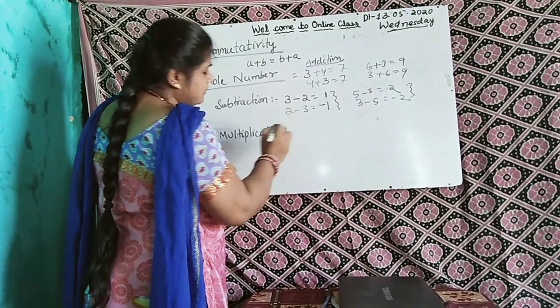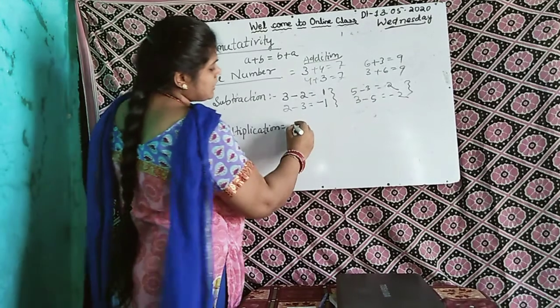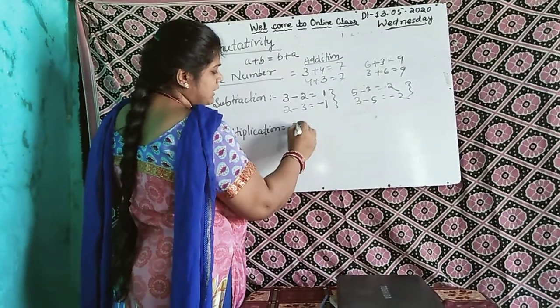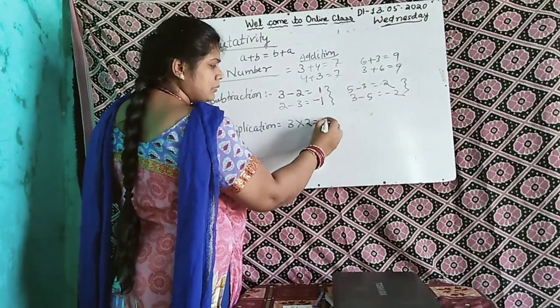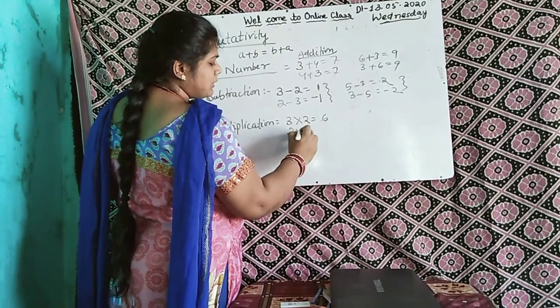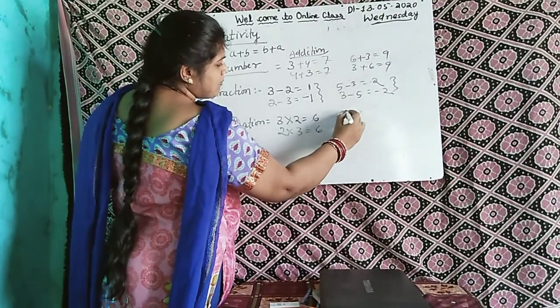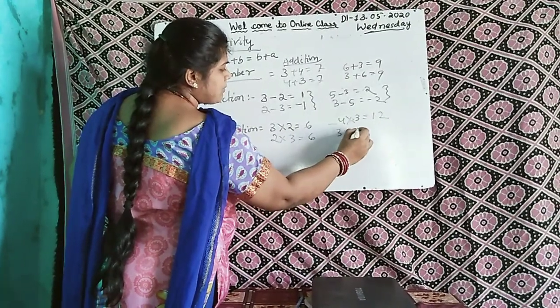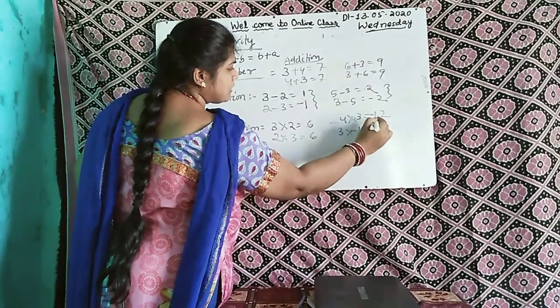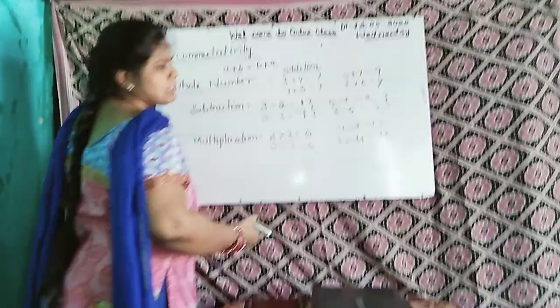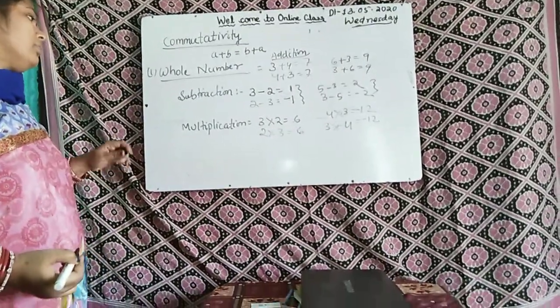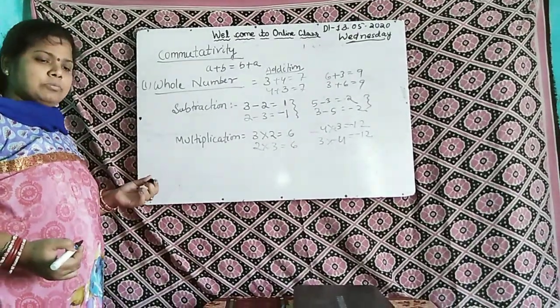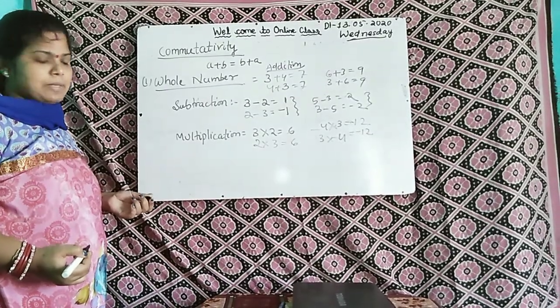Then multiplication. For multiplication, the same process. 3 multiplied by 2 is 6. 2 multiplied by 3 is also 6. Minus 4 multiplied by 3 is minus 12. 3 multiplied by minus 4 is also minus 12. The same answer. So whole numbers are commutative under multiplication.